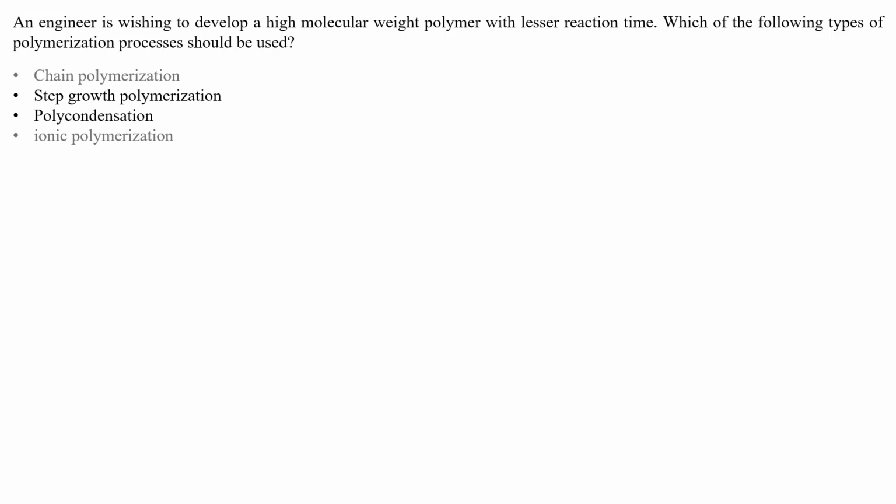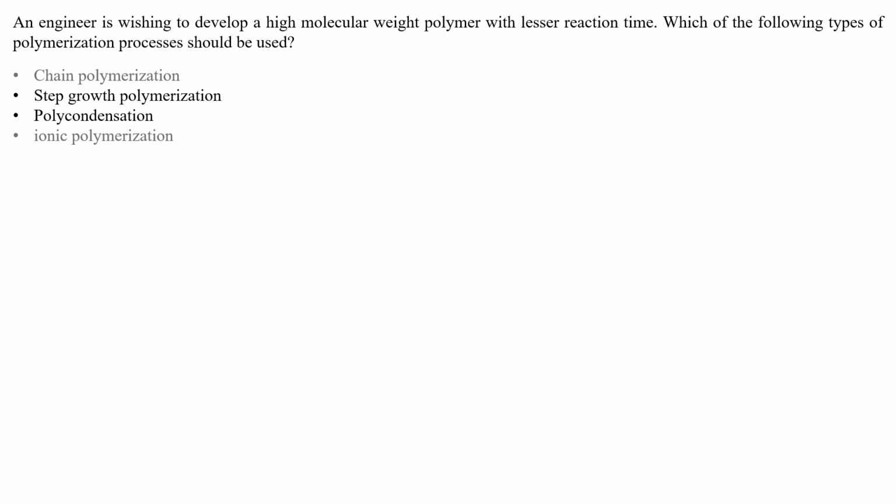Next we have: an engineer is wishing to develop a high molecular weight polymer with lesser reaction time. Which of the following types of polymerization processes should be used? Chain polymerization, step polymerization, polycondensation, or the ionic polymerization process. In this case, we can first of all rule out the polycondensation option, because condensation polymerization is the name of the process and polycondensation is just a phenomenon occurring in that process. So we have three options effectively: chain polymerization, step polymerization, and ionic polymerization.